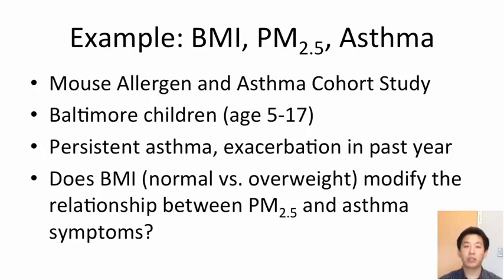So one of those triggers we're going to look at is indoor air pollution as specified by particulate matter, so fine particulate matter, which is PM2.5, and we'll also look at nitrogen dioxide, NO2. And we want to know whether BMI, or body mass index, modifies the relationship between PM2.5 and asthma. So do children with different BMIs respond differently in terms of their asthma symptoms to exposure to PM2.5? That's the basic question that we want to answer here.